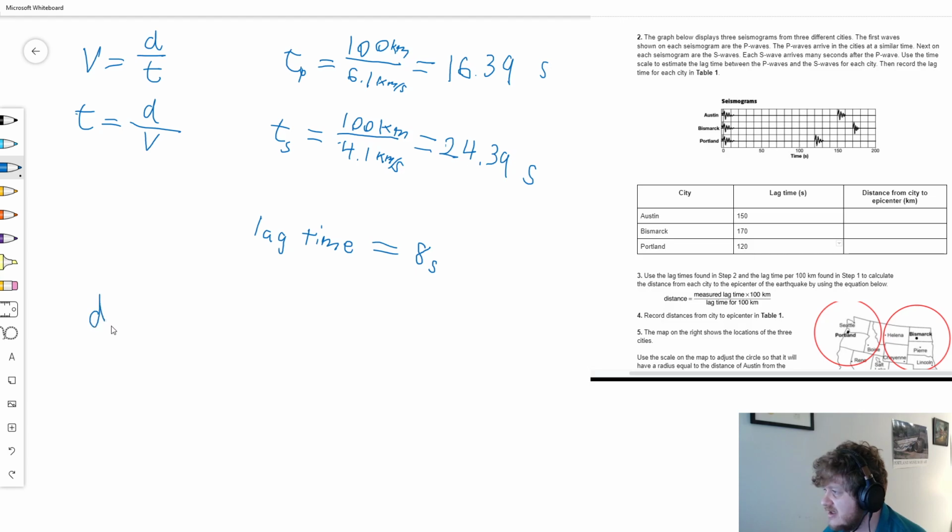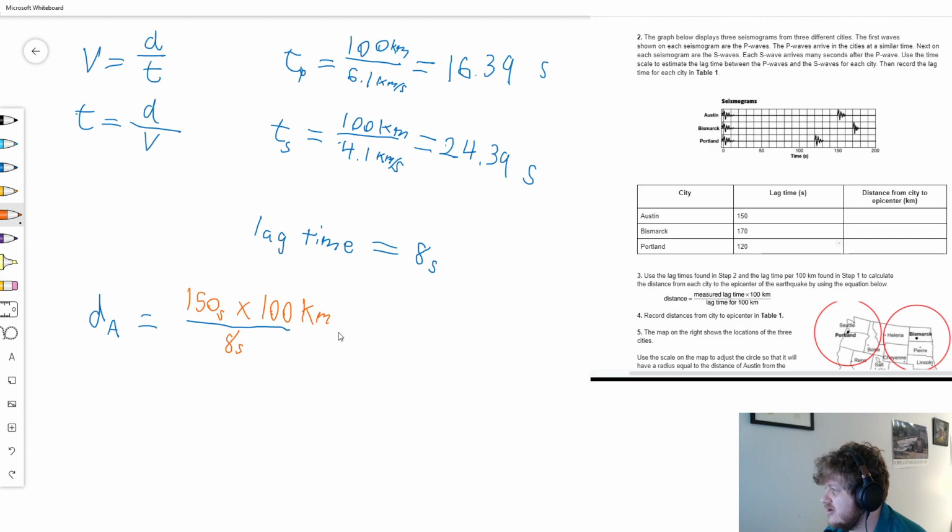So for Austin, we're going to say d Austin. Our measured lag time was 150, so that's what we'll put up here. I'll actually switch colors. So we'll have 150 seconds times 100 kilometers, because that's what it wants us to do. And then we'll divide by our lag time for 100 kilometers, which was 8 seconds.